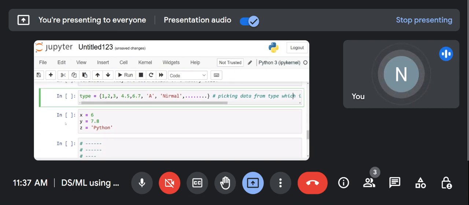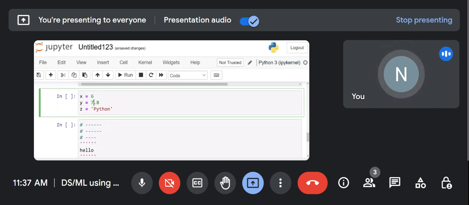Okay, so in case of Python, we are available with integer, we are having float, we are having string, character, whatsoever you can define here in case of Python, and we do not have to give them prior. Like int x equal to 6, float y equal to 7.8, string z equal to Python. No need. Nothing has been required.